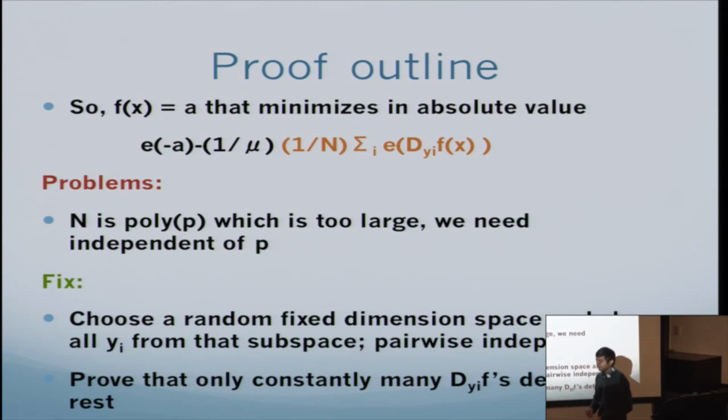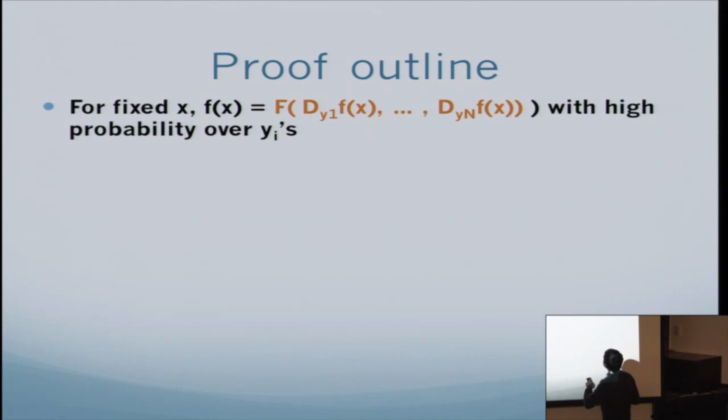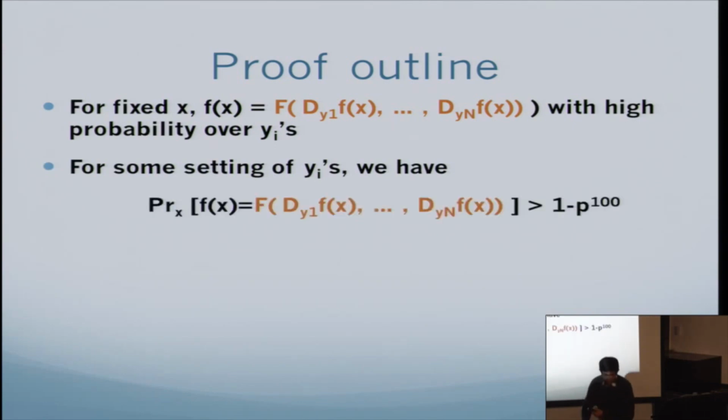So that's another problem, right? But even with all this, what we have achieved is for a fixed x, this statement holds with high probability over the yi's, right? And therefore, for some setting of yi's, we have this probability over x, right? So we have almost solved the decomposition, but only with high probability over x. We still don't have exact computation, right?